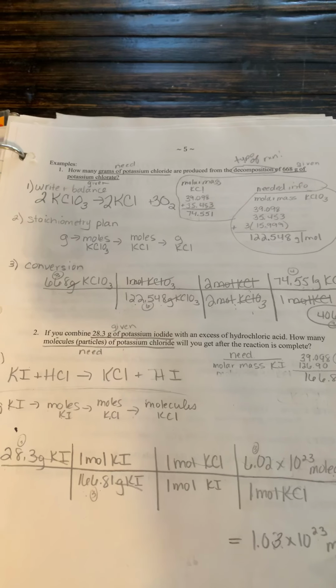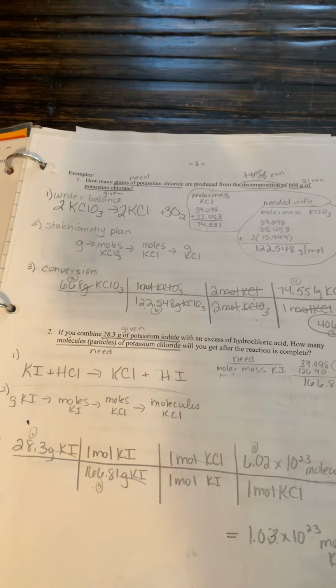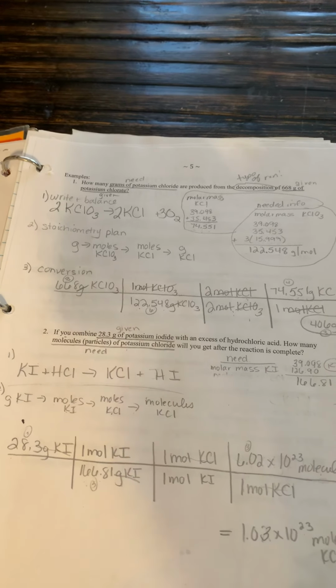Okay? The gist of stoichiometry really is, and you'll hear it called stoic all the time from hardcore chem people, is that you're taking everything you've learned so far and you're putting it all together in one. Okay? So your question in the example is how many grams of potassium chloride are produced from the decomposition of 668 grams of potassium chlorate? Okay. All kinds of stuff you got to know here.